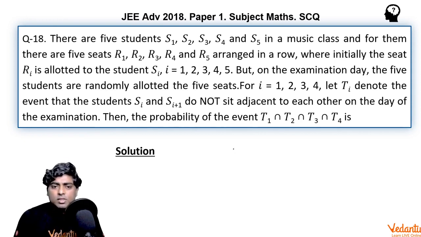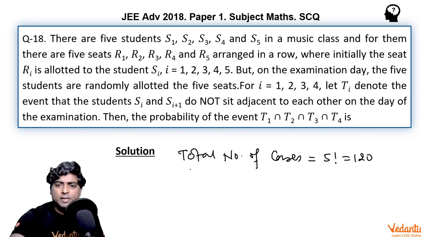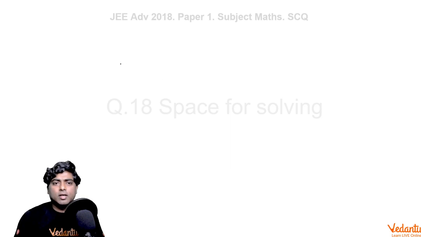So middlemost, again total number of cases here is, first see total number of cases. Total number of cases is again 5 factorial, that is 120. Favorable number of cases I am writing on the next page. Okay, so favorable number of cases.